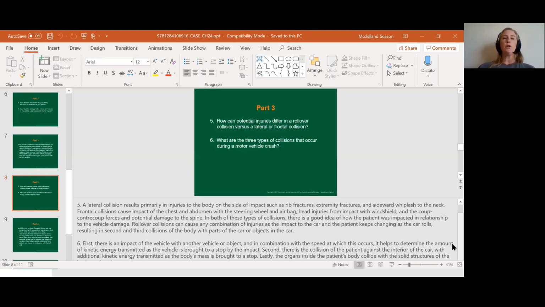What was coup contrecoup again? Was that something to do with the brain? Yep. So when the brain hits the front of the skull and then it bounces backwards and hits the back of the skull, we have coup contrecoup forces.